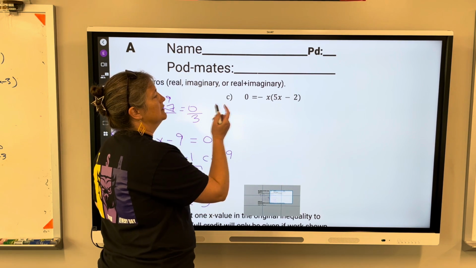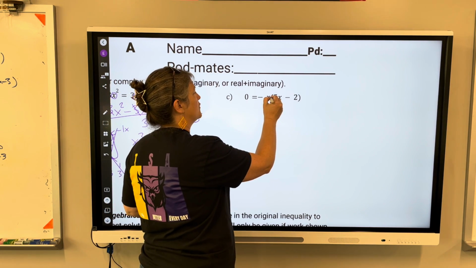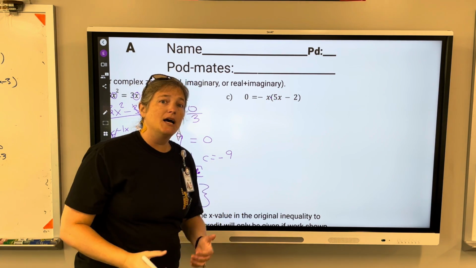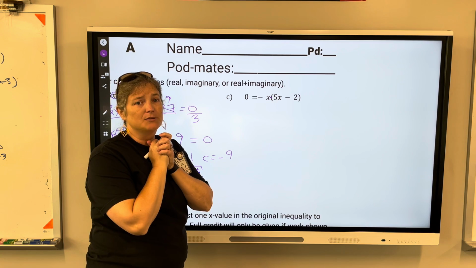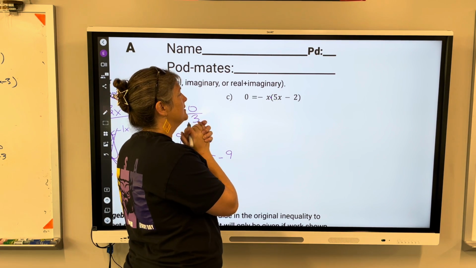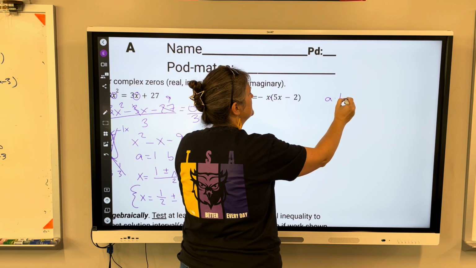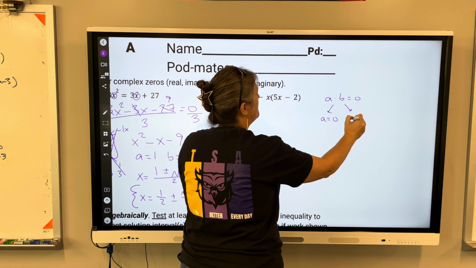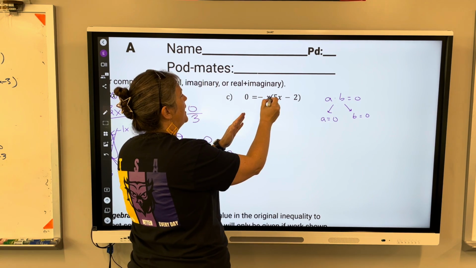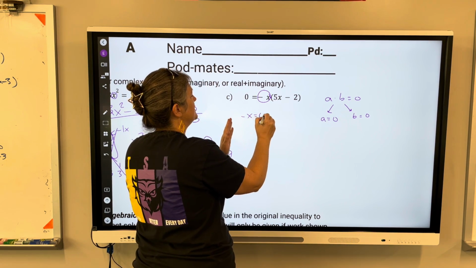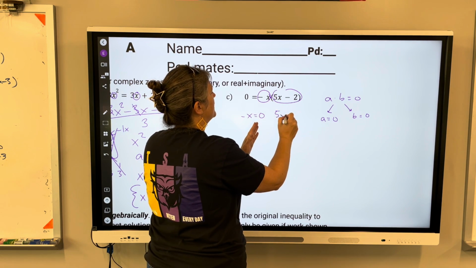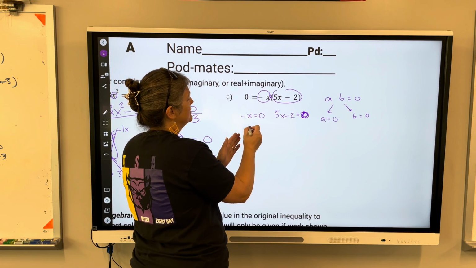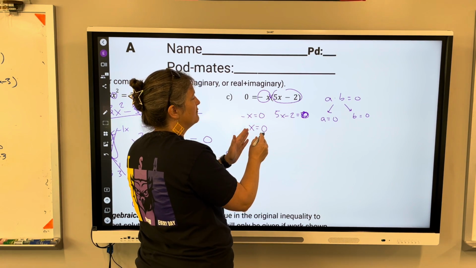Okay, this one is in factored form. So when I'm solving a factored form equals 0, I do not multiply it out. Please, please, please don't waste a perfectly good factored form. What this means is, if a times b equals 0, I can split it into a equals 0 or b equals 0. So here I have negative x equals 0 or 5x minus 2 equals 0. Well, this is just x equals 0, so that's one of my solutions.